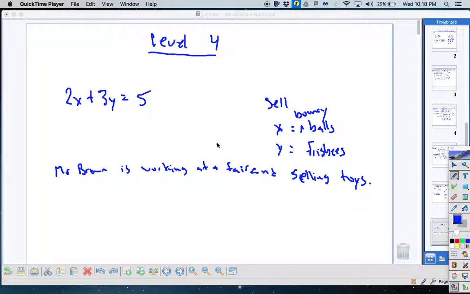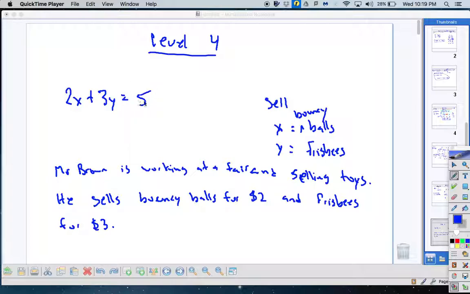Okay? So now we need to get specific. So we're going to talk about bouncy balls. Well, we know that we have this 2 in front of X, so this is probably going to represent money. So apparently we're selling bouncy balls for $2, or really nice big bouncy balls because they're going to cost $2, and our frisbees are costing $3. So they better be some pretty cool frisbees. So let's say he sells bouncy balls for $2 and frisbees for $3.